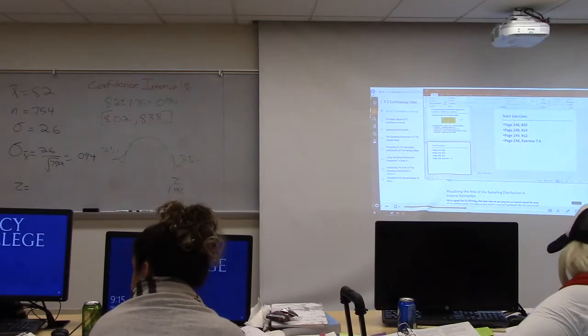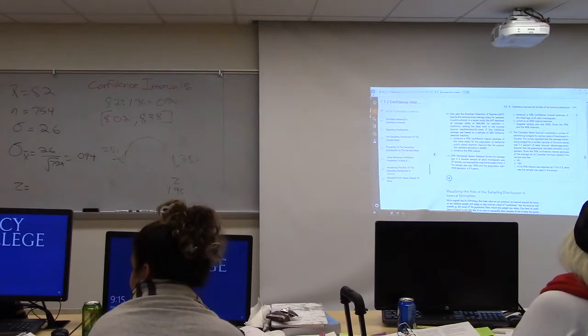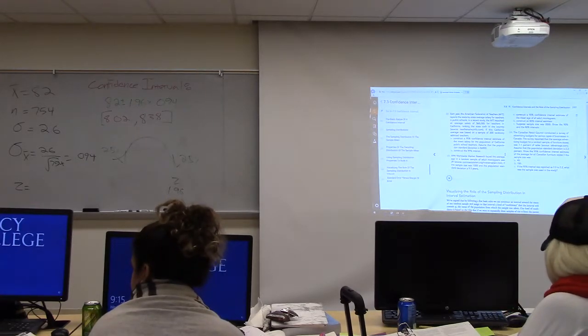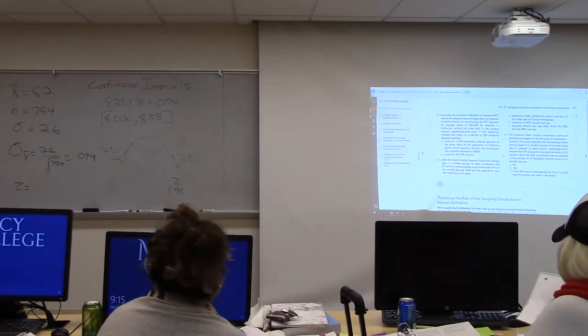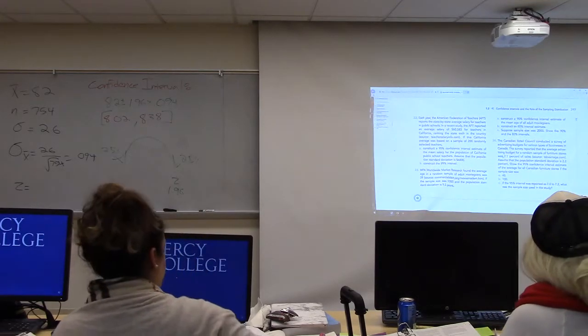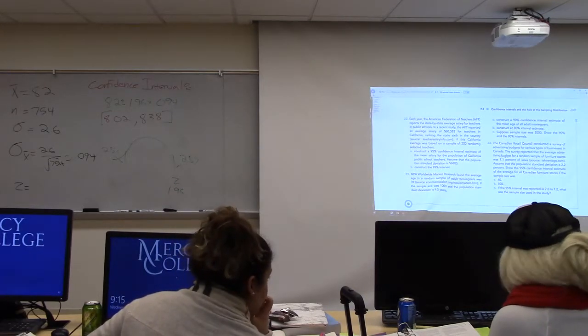So why don't we go to 22? Let's do 22. 22A and B. Are you with me? Yes. I won't give up on you. You don't give up on me, or you're safe. How's that?